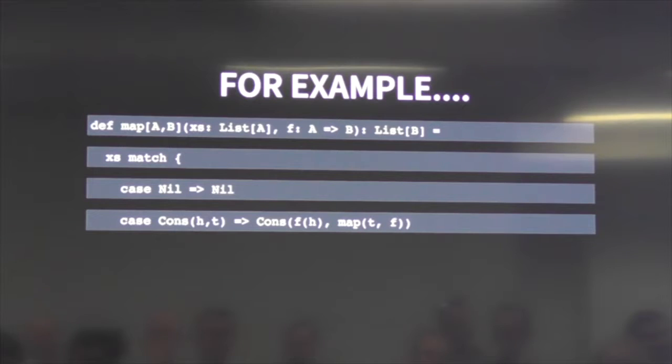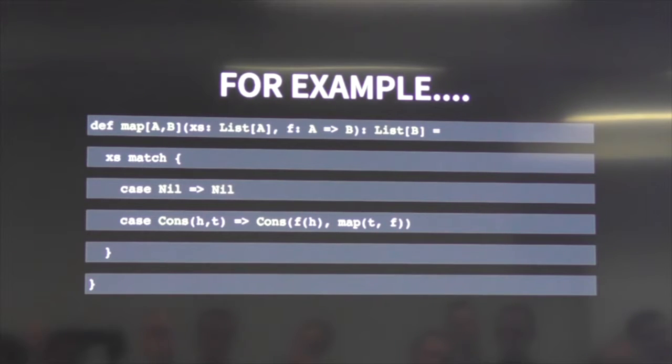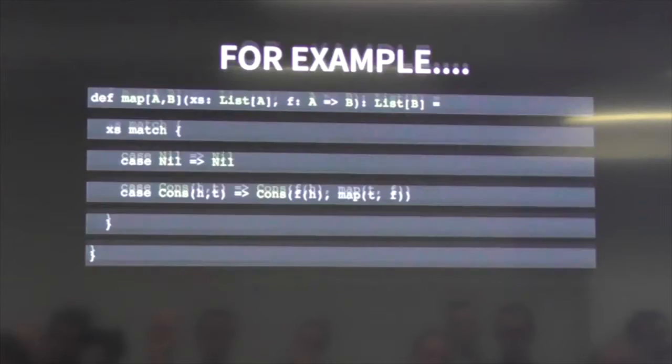But if we're actually working on the list, we've got something to do, we've got a head and a tail. We just rebuild the list: run the function on the head, which makes it into our B, turn the rest of the list into the list of B, and just wrap it back up. Easy. And for some reason I put them in separate things.